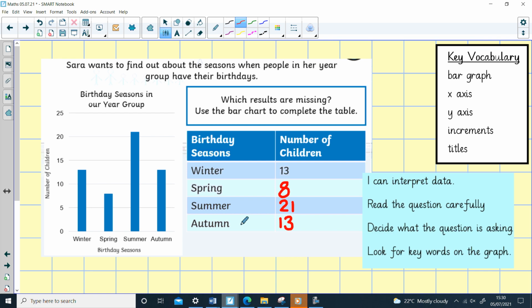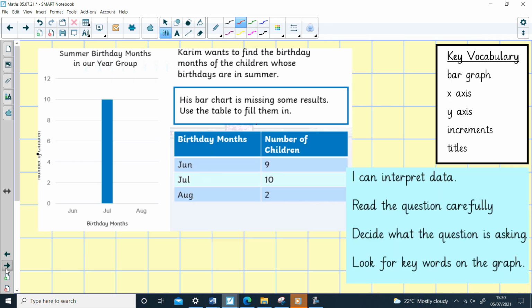We're going to do it the other way round now. We're going to look at some information in a table and use that to help us to draw the bars. So this is Kareem's data here, and what she wants to do is to think about the children in her year group who were born in the summer birthday months, so in June, July or August. From the table here I can see that 9 children were born in June, 10 children were born in July, the best month to be born in, and 2 children were born in August.